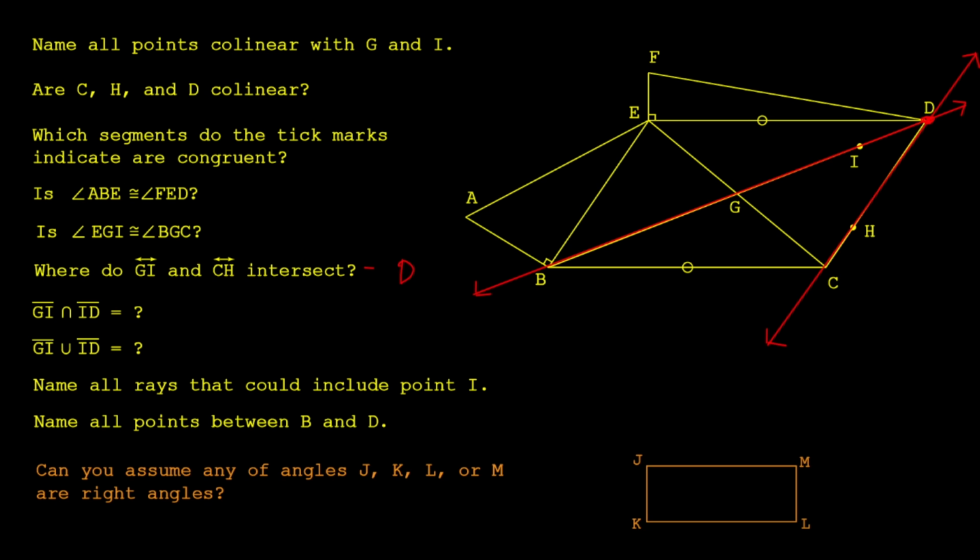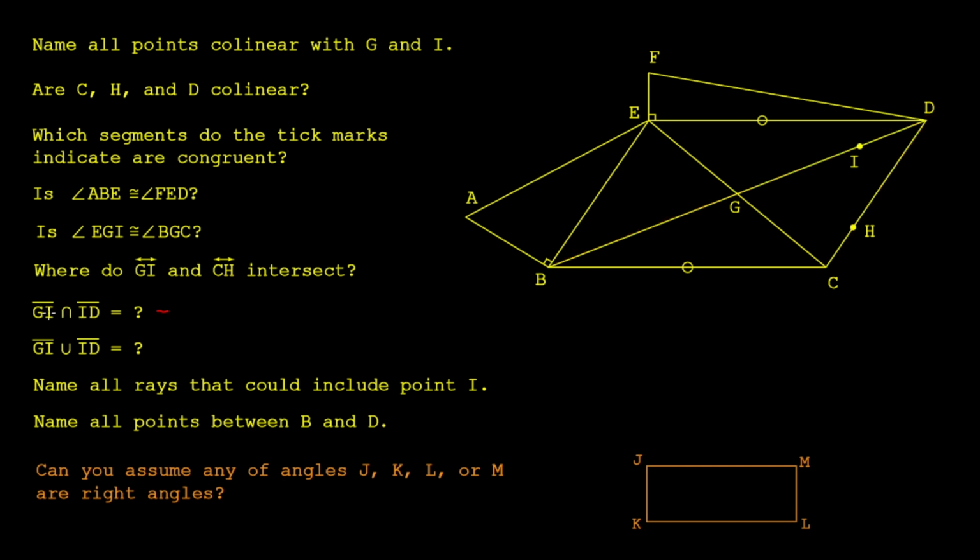Now, let me show this in green. If it was line segment GI, it would just be from here to here. And line segment CH would be from there to there. Those would not intersect. So if that were the case, it would be the empty set. But lines go on forever, so they intersect at point D.